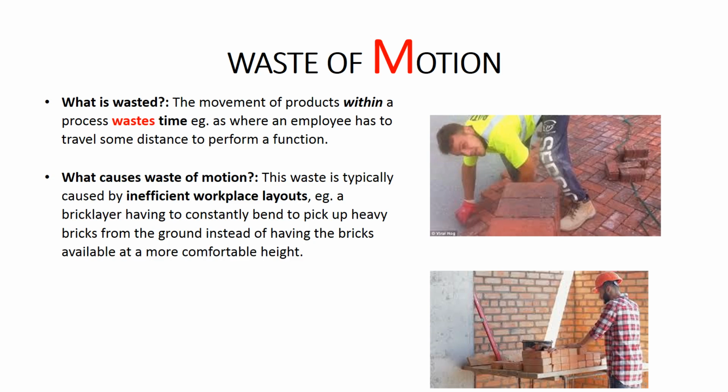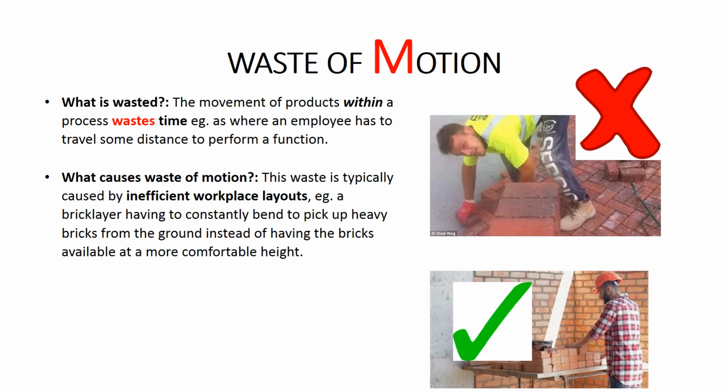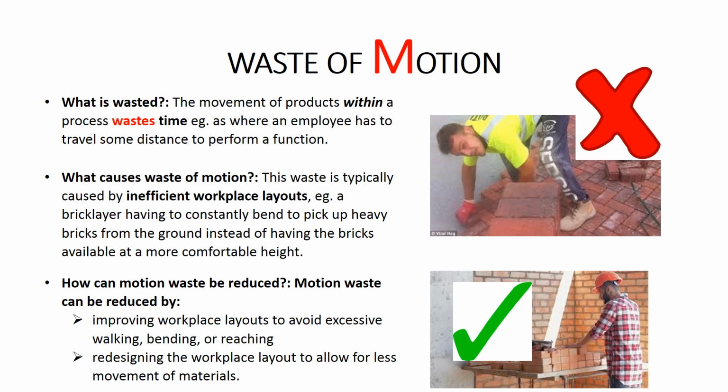Second, what causes waste of motion? Motion waste is typically caused by inefficient workplace layouts. For example, it is a waste of time for a bricklayer to have to constantly bend to pick up heavy bricks from the ground. This waste of motion could instead be avoided if the bricks were available at a more comfortable height. And third, how can motion waste be reduced? Motion waste can be reduced in one of two ways. First, by improving workplace layouts to avoid excessive walking, bending or reaching, and second, by redesigning the workplace layout to allow for less movement of materials.